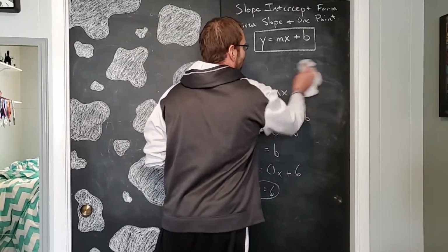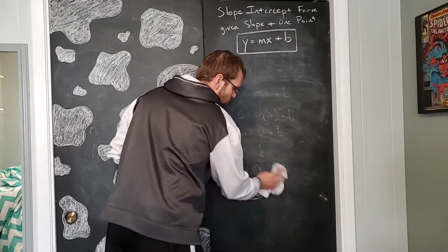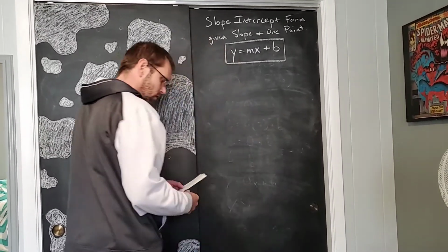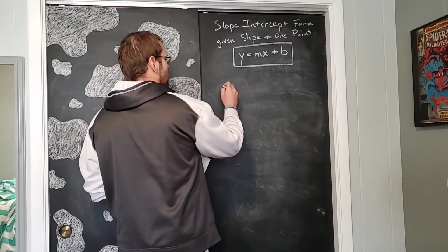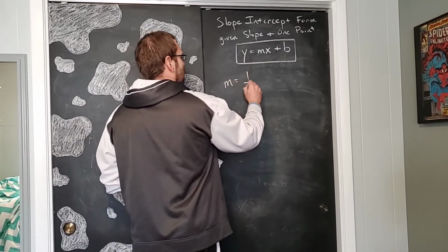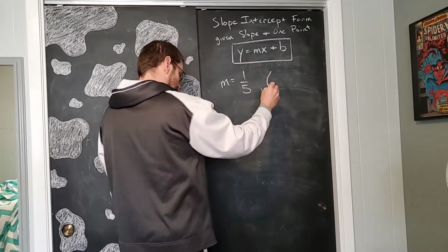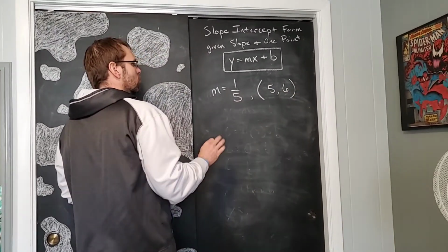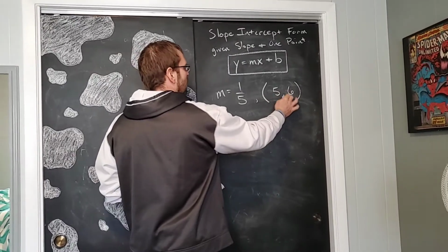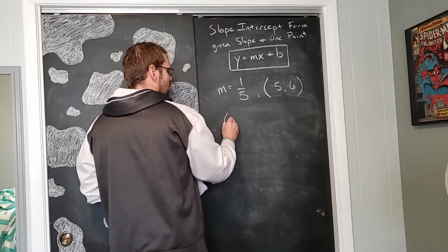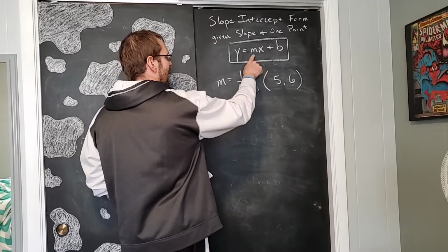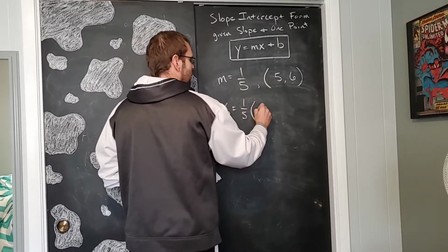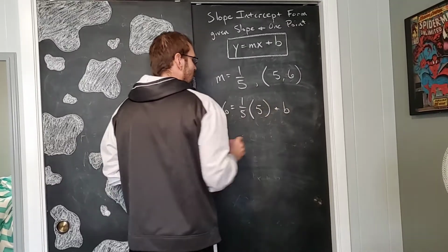So let me do one more. I can't remember if I have a fraction one on today or if I just have one on tomorrow, but I know I have one for tomorrow. So let's do one where m is a fraction. And let's say that this is my point. Again, x, y. I'm going to put it into here. So 6 is my y value equals m is 1/5 this time times x is 5 plus b.